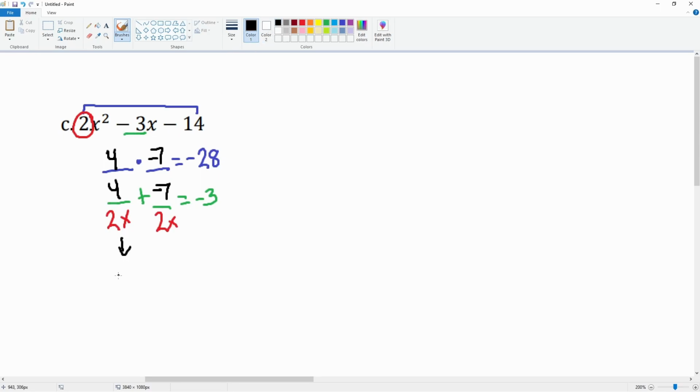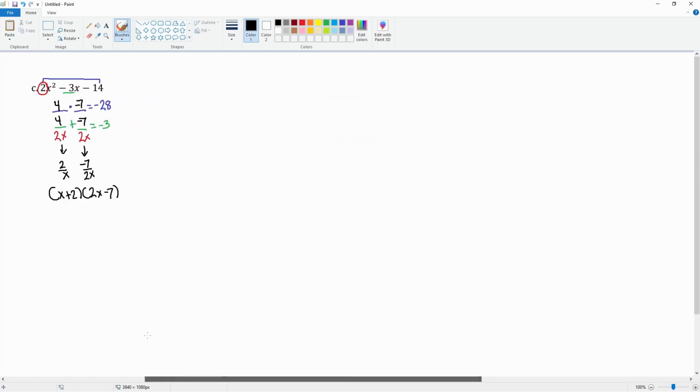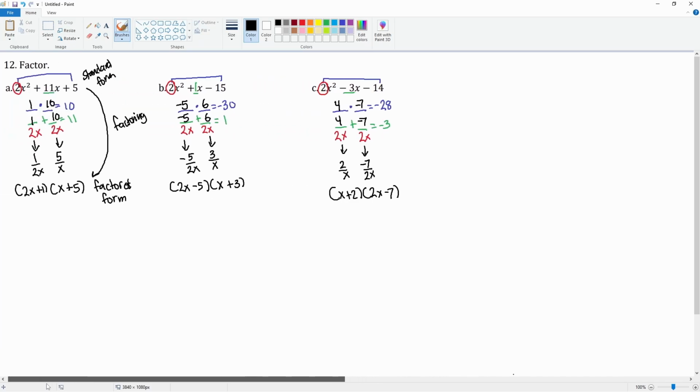4 over 2x does simplify because 2 goes into each. So that simplifies into 2 over x. The negative 7 over 2x does not simplify. It is just negative 7 over 2x. In factored form, it is x plus 2 in the first set of parentheses and 2x minus 7 in the other set of parentheses. Right? And there you go. That is the process of factoring from standard form into factored form.